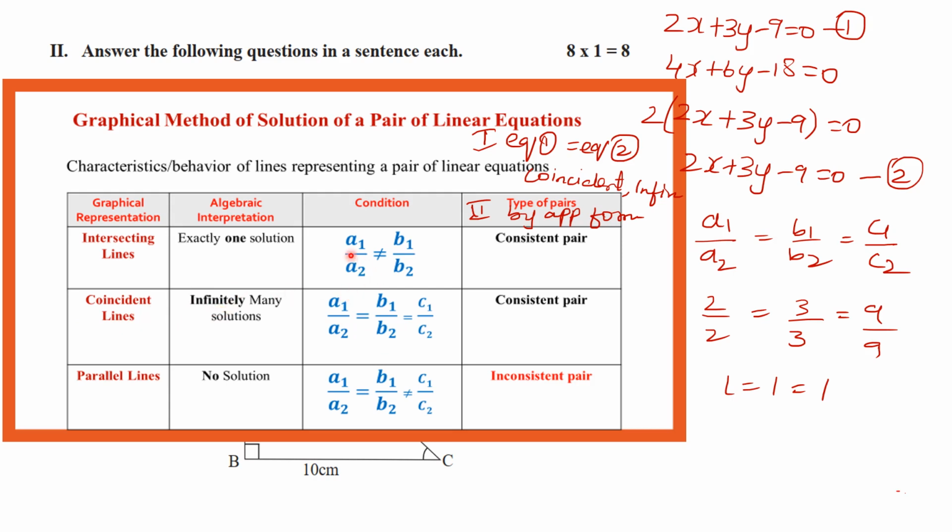So in case if A1 by A2 is not equal to B1 by B2, then it is an intersecting line. If it is intersecting, it is meeting at only one point. That is one solution. Parallel lines never meet each other, so it has no solution. Okay, this is the condition for the parallel lines. Okay, there are possibilities of asking questions on these three.